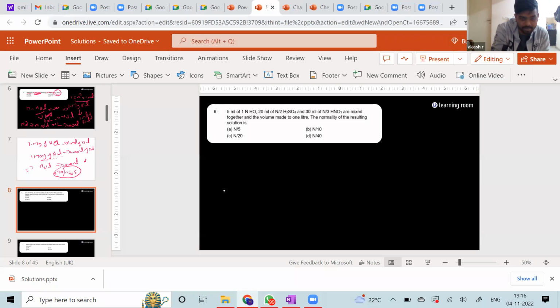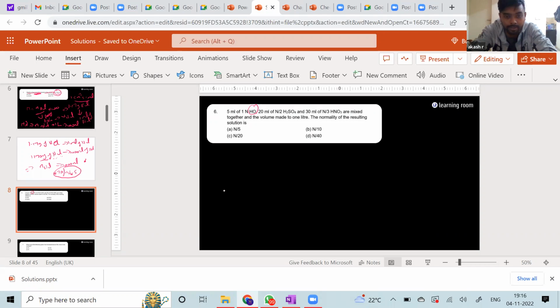I think it's NaOH. 5 ml of 1N... What is this? Sir, N is normality. Yeah, N is normality. What is "HO" is what I'm thinking. I think it's a printing mistake, right?